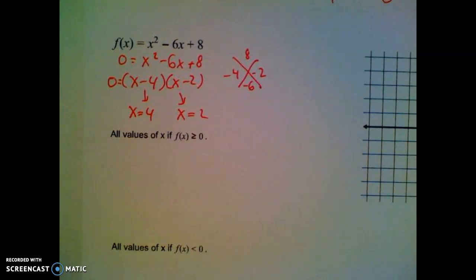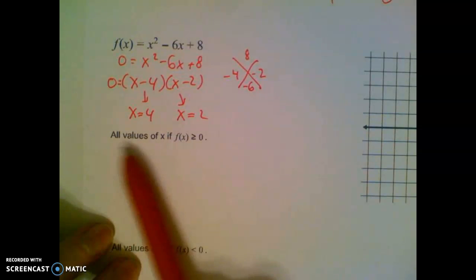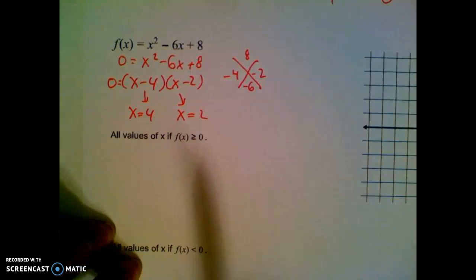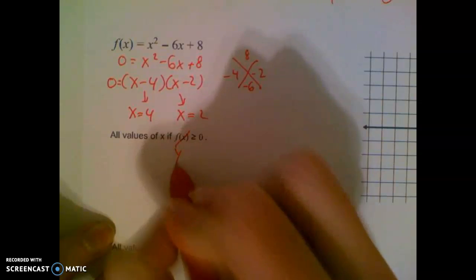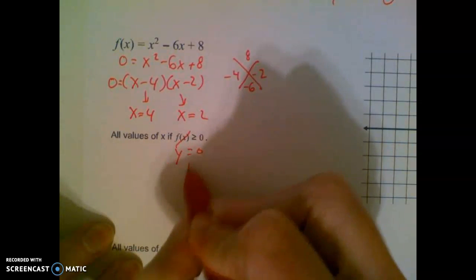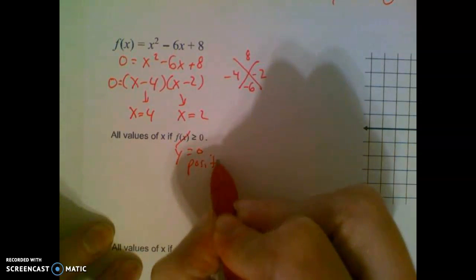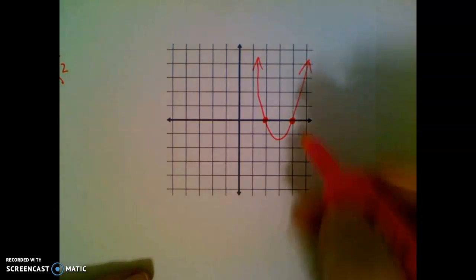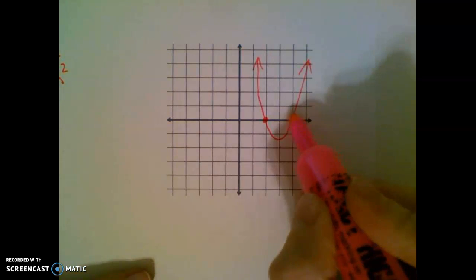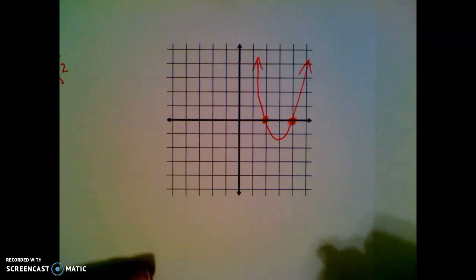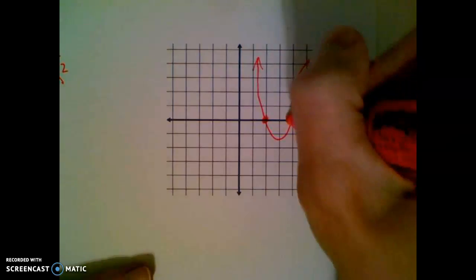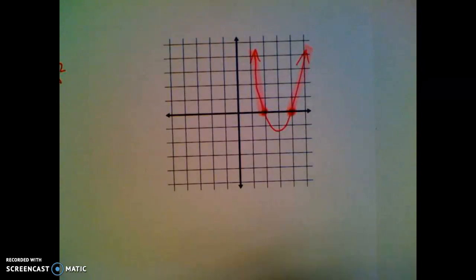All right, then let's go ahead and answer our question. All values of x if f of x is greater than or equal to 0. So when is y equal to 0 or positive? Where does that happen? Well, it's equal to 0 at the dots, so those are closed there, and then it's going to be above positive, so boom, boom.